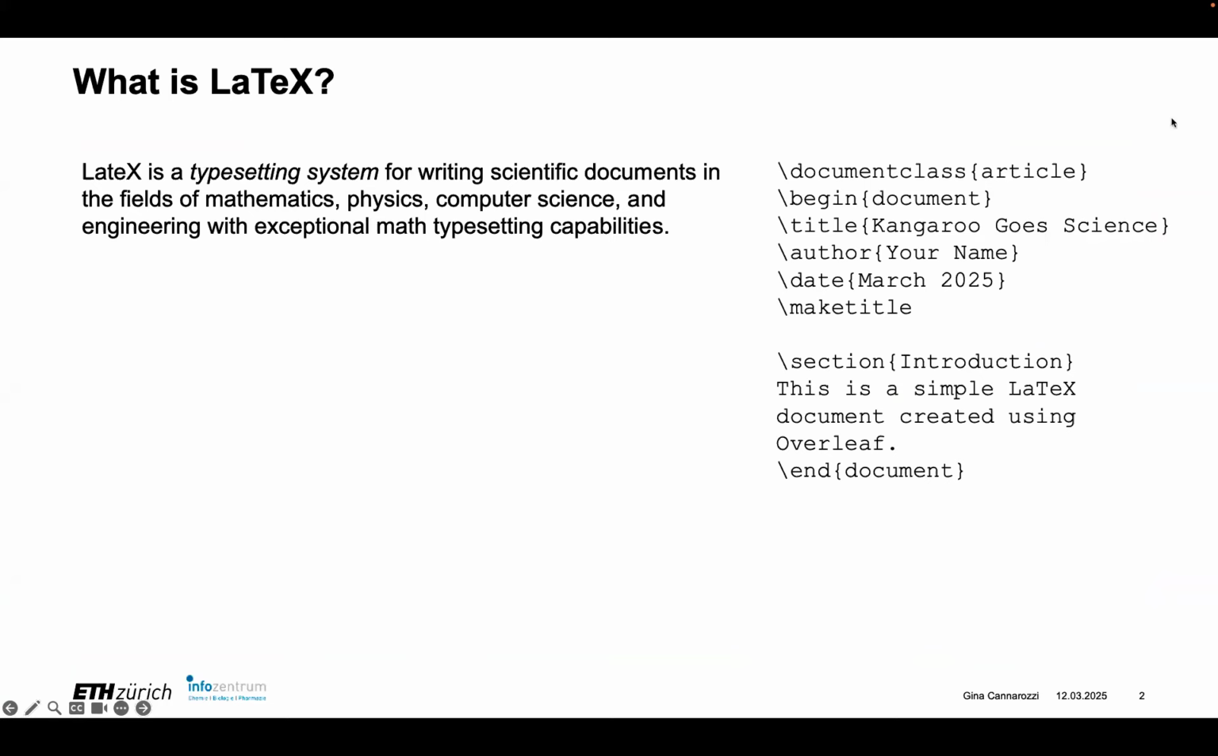So LaTeX is a markup language, so it looks something like this here. You have commands that demark the beginning and ends of things. For example, I've declared this an article, then I begin the document. At the end, I'll have an end document, and then I can define the title, author, date, such like this. I define sections and then I can start writing.